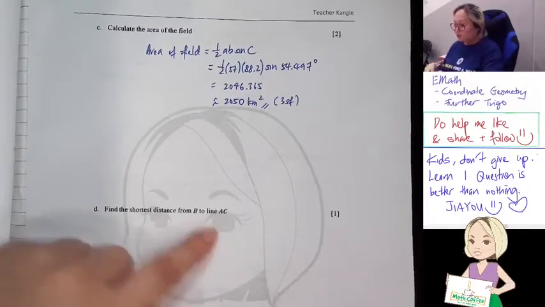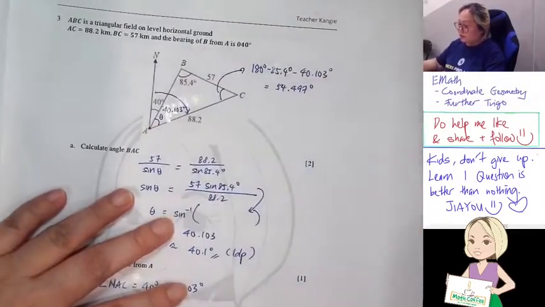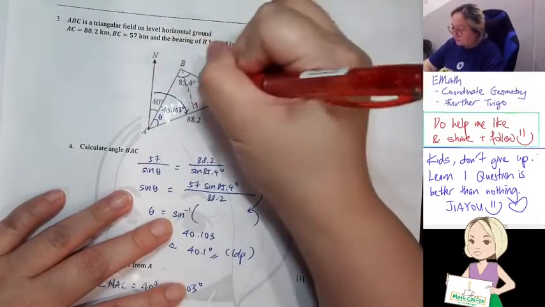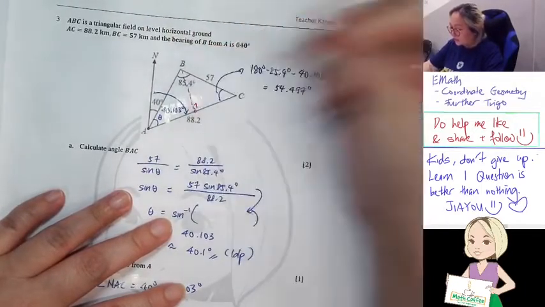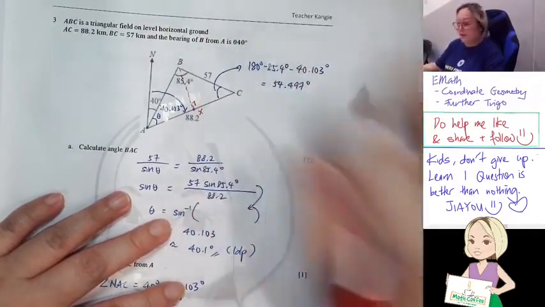They want B to line AC. So let's go and see B to line AC. So what they want is this. They want to find this. So again, I'm going to label this. I label this as X. Again, I want to find BX.